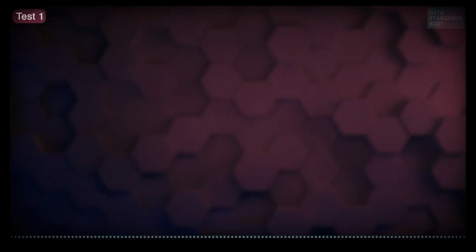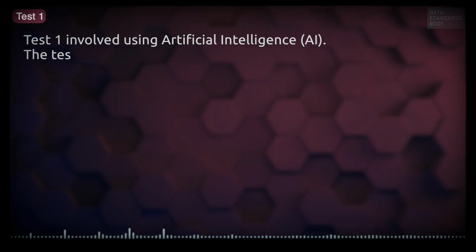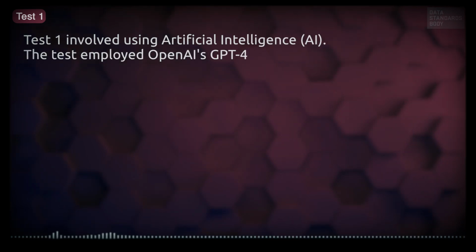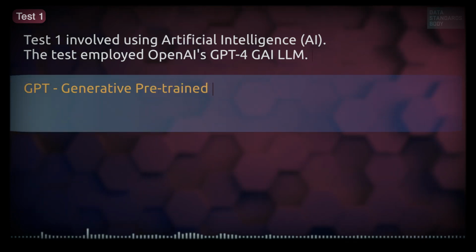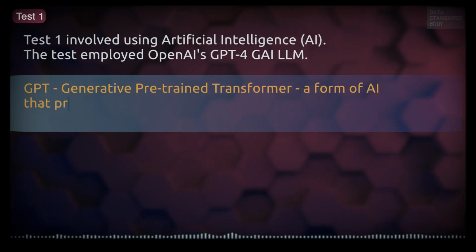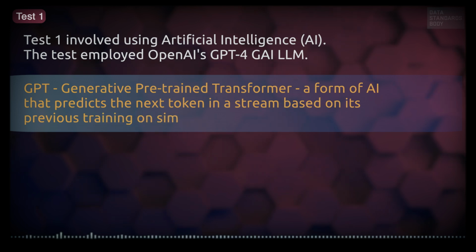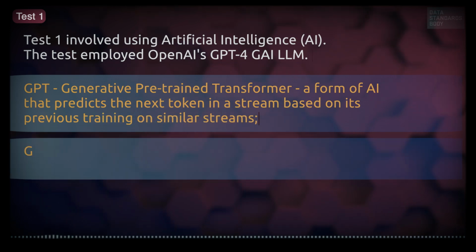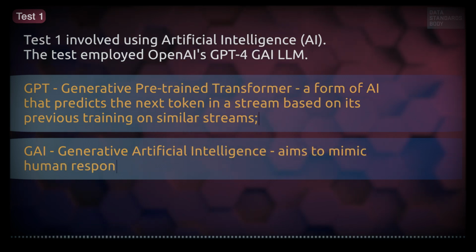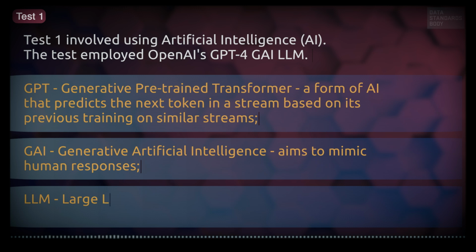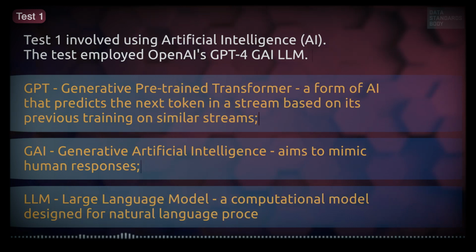Test 1. Test 1 involved using artificial intelligence, AI. The test employed OpenAI's GPT-4 GAI LLM. GPT, Generative Pre-trained Transformer, a form of AI that predicts the next token in a stream based on its previous training on similar streams. GAI, Generative Artificial Intelligence, aims to mimic human responses. LLM, Large Language Model, a computational model designed for natural language processing tasks.